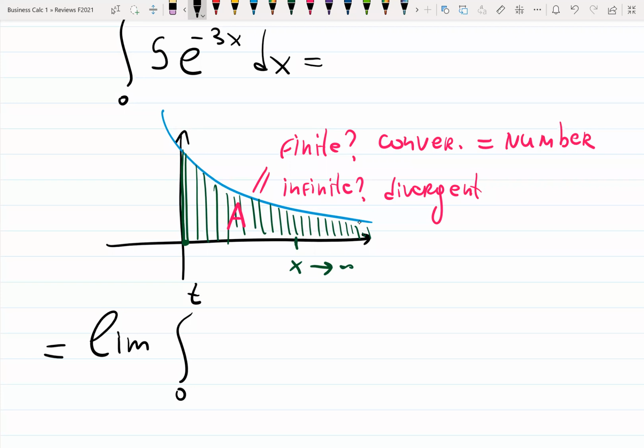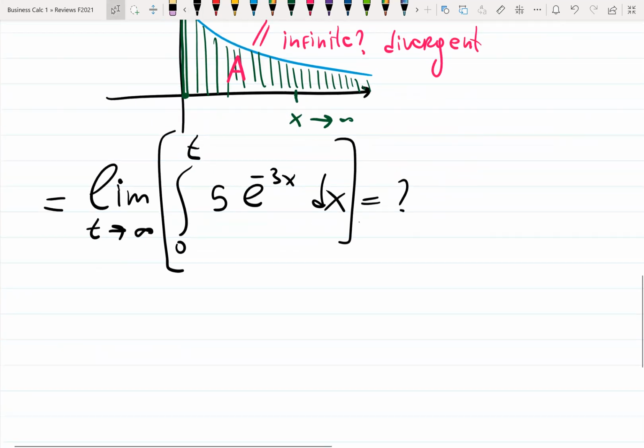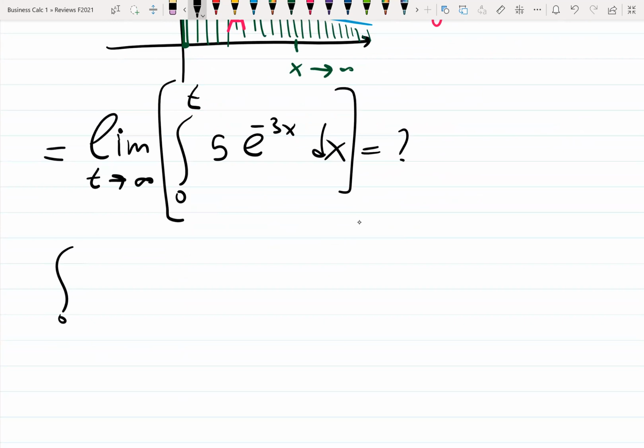And by normal, let's do t. Or b, people like b actually, but t, so some kind of any number you like. You call it a dummy variable, it doesn't matter what it means, but you say that t goes to infinity. And now you solve the integral pretending it's okay, pretending there are no infinities there, and then later you will find the limit and see if it's finite or not. So what is the integral? From 0 to t, 5e to the minus 3x dx.